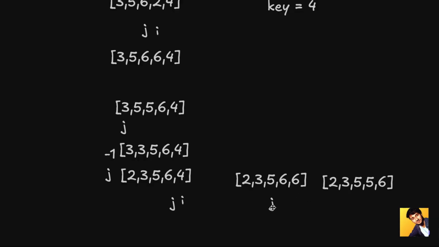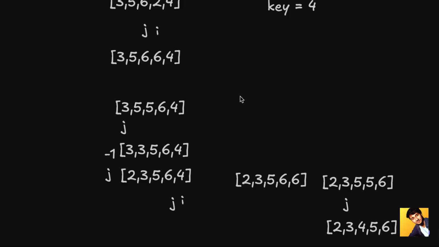Now j comes to this position. So now we have seen that this is smaller than this one. So then what we'll do, j is here, so j plus 1 position's value will be overwritten with this key. So what will happen here is 2, 3, 4, 5 and 6. This j plus 1 position we have overwritten with this key. So this is the basic idea of insertion sort.